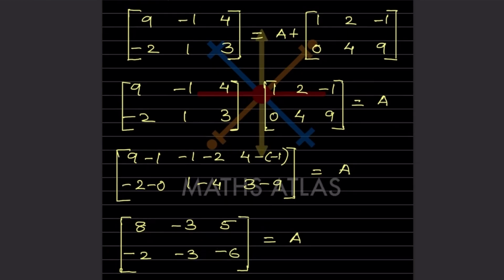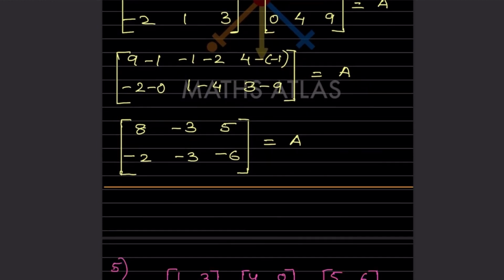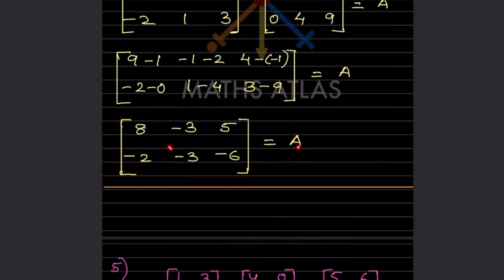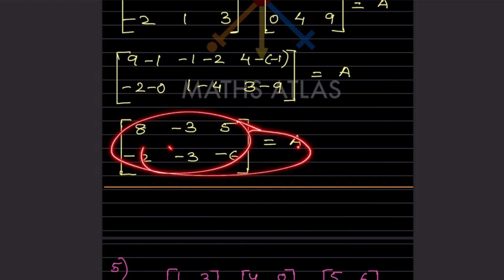So they have asked for the matrix A. So either you write A is equal to this one, or this is equal to A, both are the same. So this is the answer.